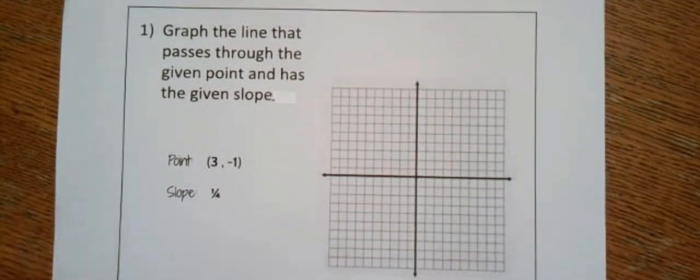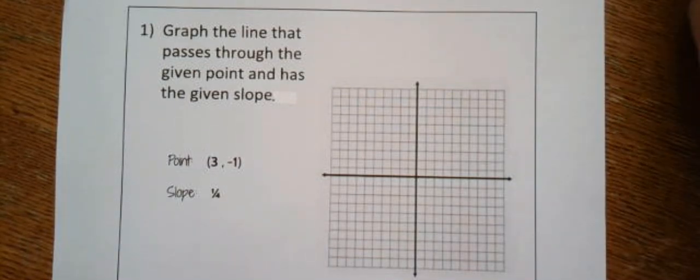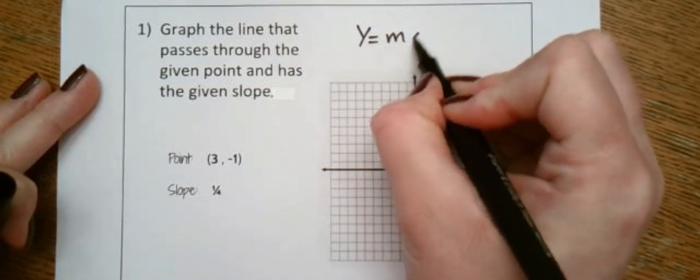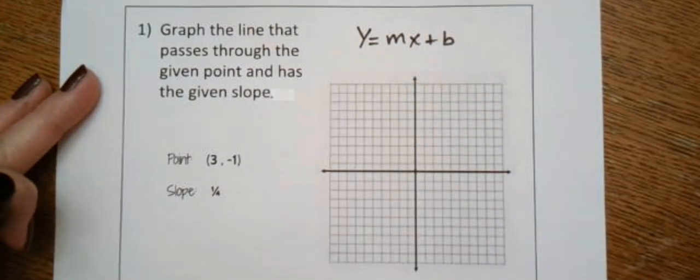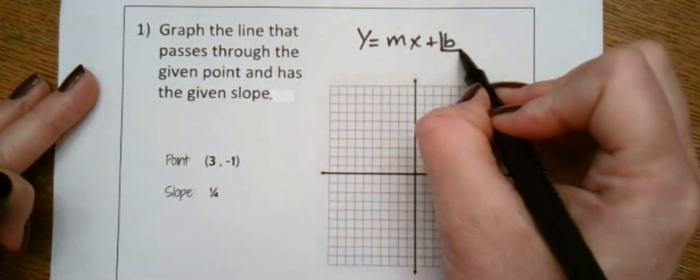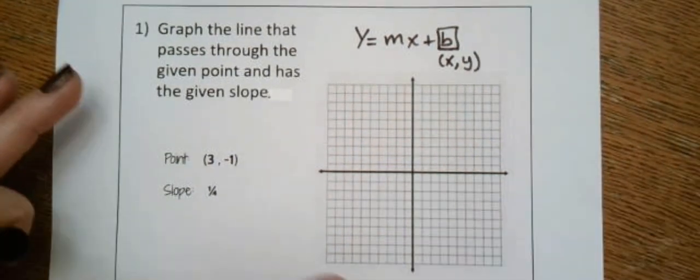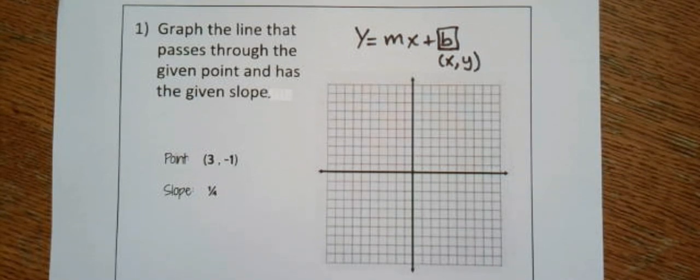Well, how do you think we're going to do this? When we graphed equations that were written in y equals mx plus b form, we also started with a point. We started with the point of the y-intercept. And with that point, we were then able to graph it by using additional points from the slope. So the same type of concept we're going to use when we do this.